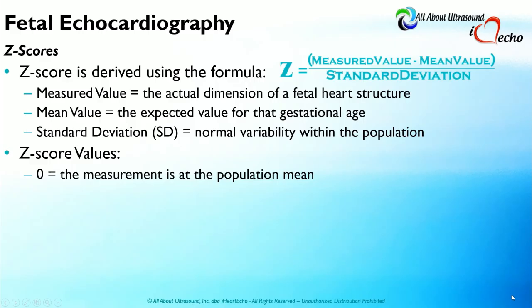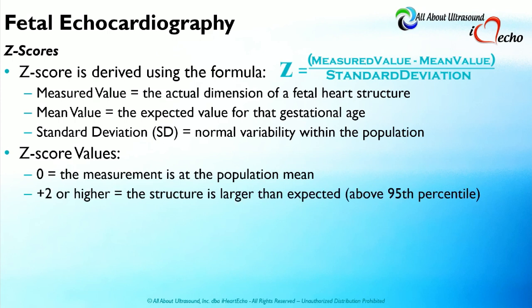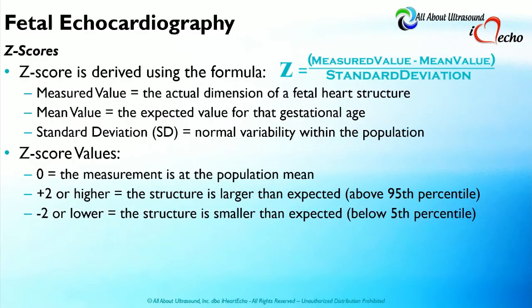And the value of 0 means that the measurement is actually at that population mean. And so that's a normal value. But if we have a value that is +2 or higher for a Z score, then that tells us that the structure that we're looking at is actually larger than what we would expect it to be at that age range. And so then it's above the 95th percentile. And then if it's -2 or lower, then that tells us that the structure we're evaluating is actually smaller than expected or below the 5th percentile.